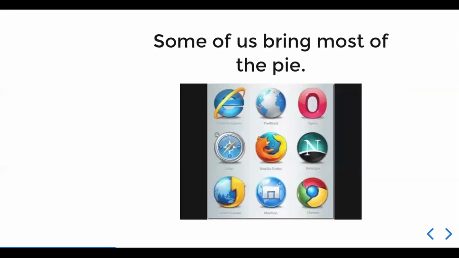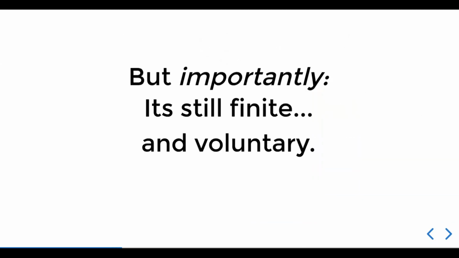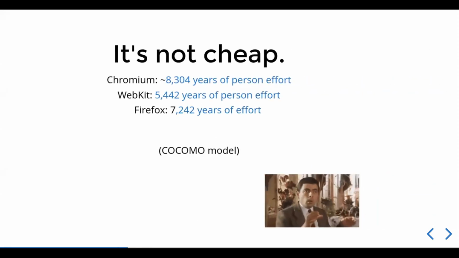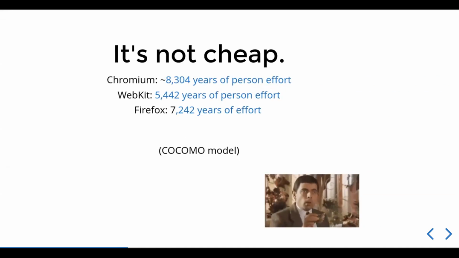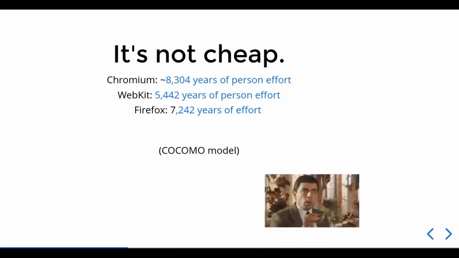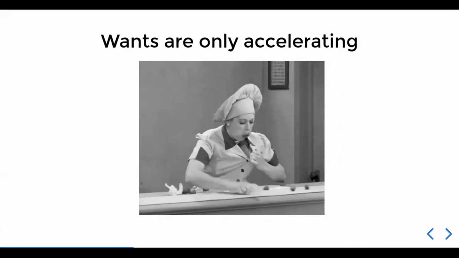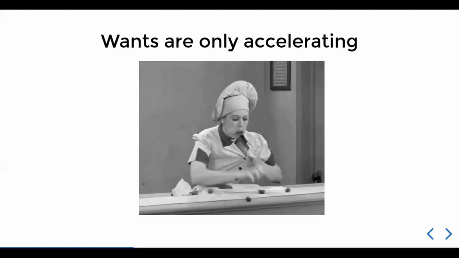And some of us bring the most pi. We bring the most critical pi. And the ones who make the rendering engines are the most critical. But it's important to recognize that their pi is still finite. And also, it's voluntary. It's not cheap. I want to point out that there are thousands of person years investment into each one of these rendering engines. And that is just the code part. That isn't the standards part, which is really, really big. The wants from folks like us as the commons grows are only accelerating.